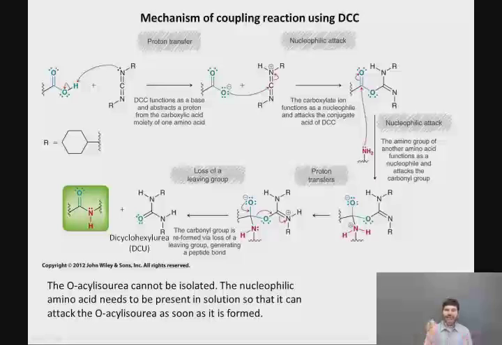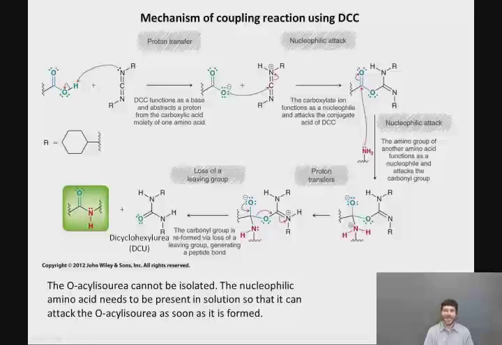And now when you take the electrons on the negatively charged oxygen, bring them down and kick off the leaving group, the electrons in the CO single bond that are breaking go and form a double bond from the oxygen to the next carbon. You can break the CN pi bond, put those electrons onto the nitrogen, and then you have a very stable byproduct, which is called dicyclohexyl urea.